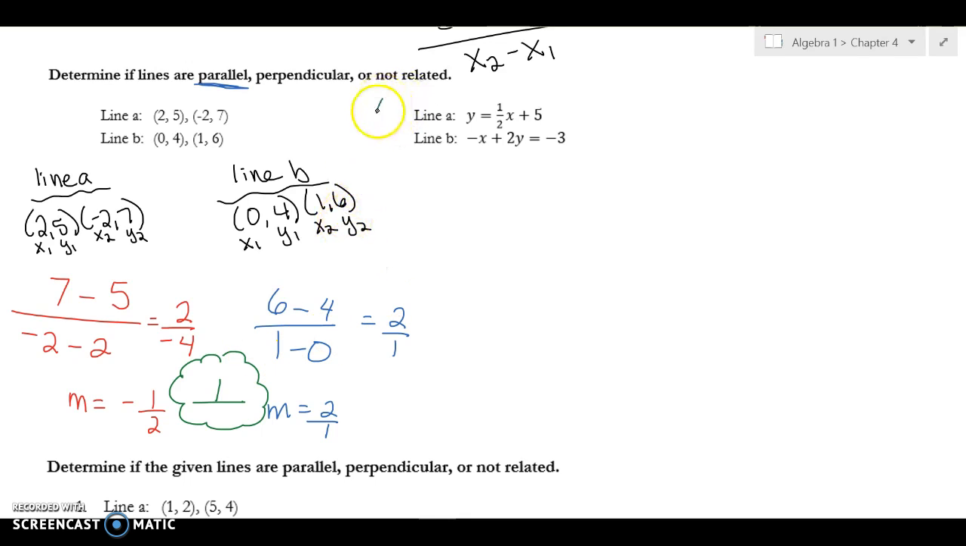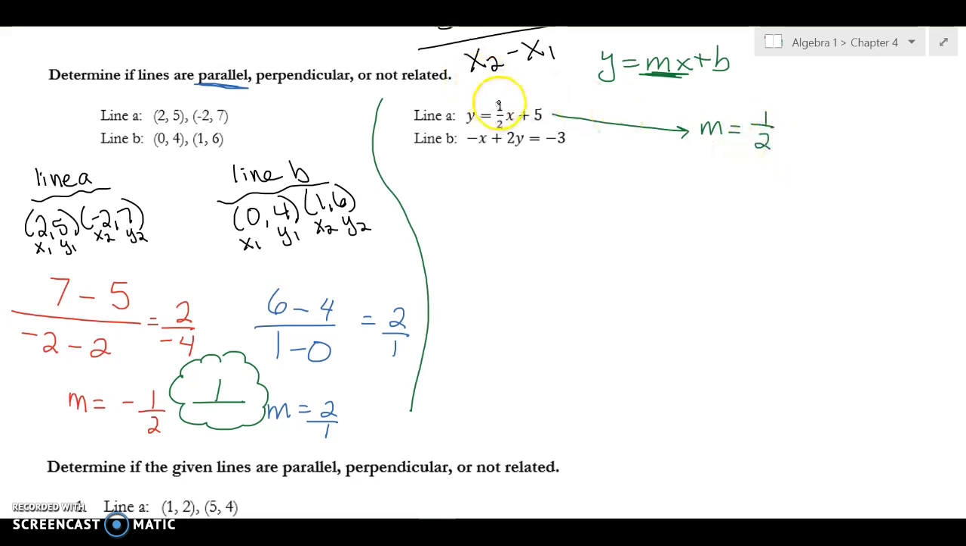The next example is when we have a linear equation. This one is easy to find because remember it's just y equals mx plus b, and my m is attached to x. For the first one, my m is just 1/2 because it's right here, attached to the x.